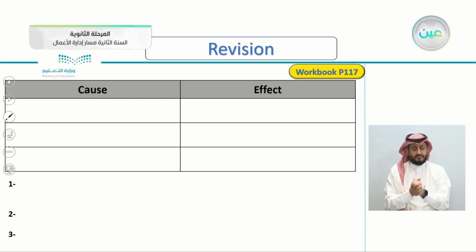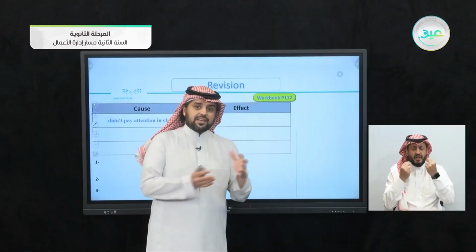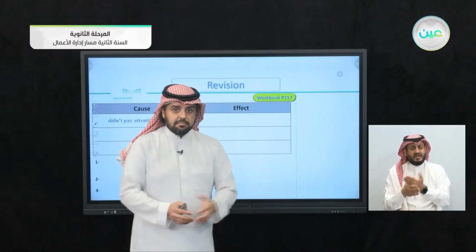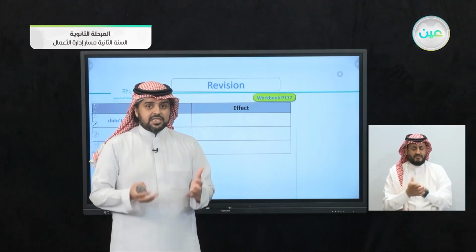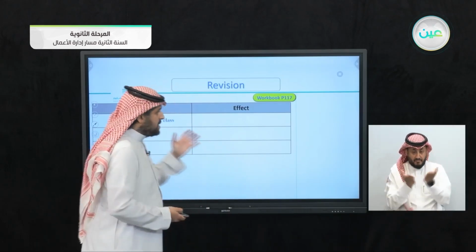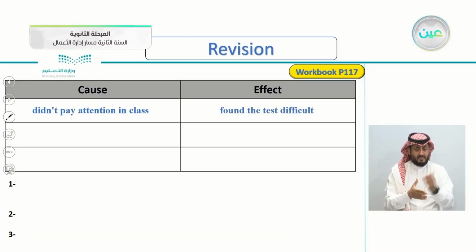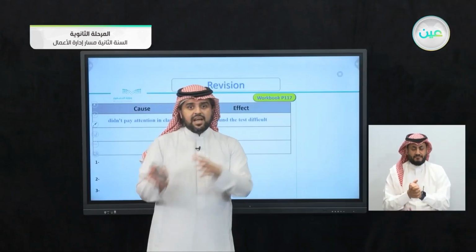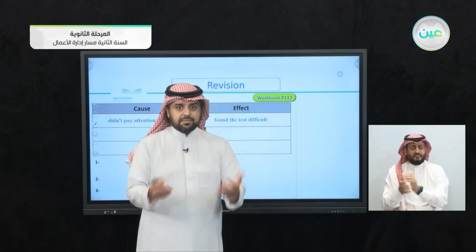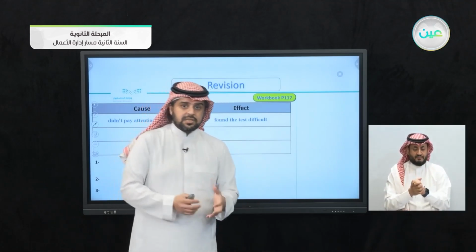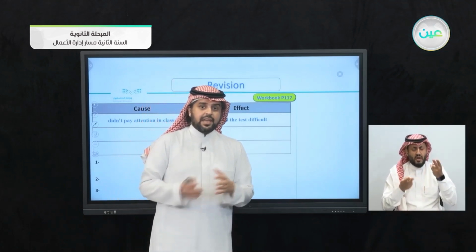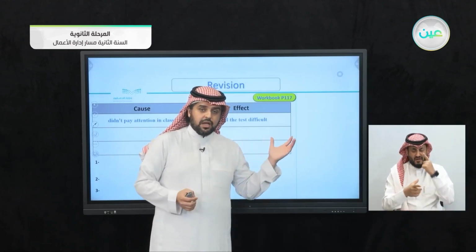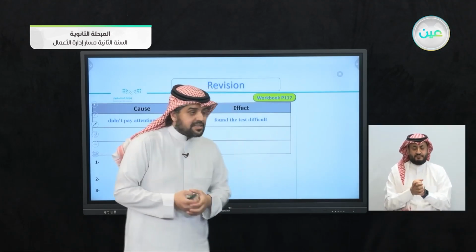So, for example, the first one, the cause: didn't pay attention in class. That's why they're having a hard time in the test. Maybe they didn't pay attention in class. This is the cause. The effect: they found the test difficult. So cause and effect. You can tell from the picture that maybe the student didn't pay attention in class. That's why they found the test difficult.